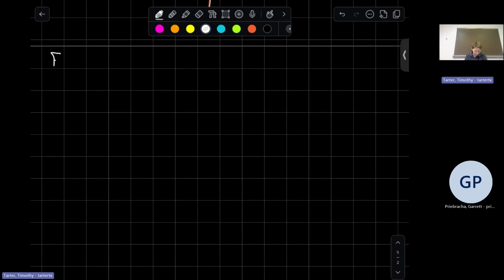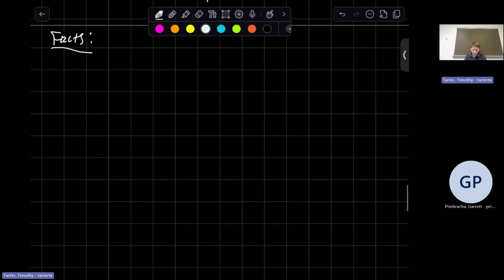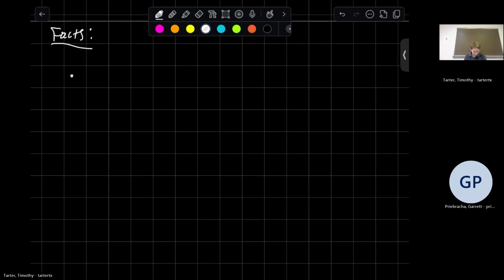Okay, so facts. There are finitely many associated points.